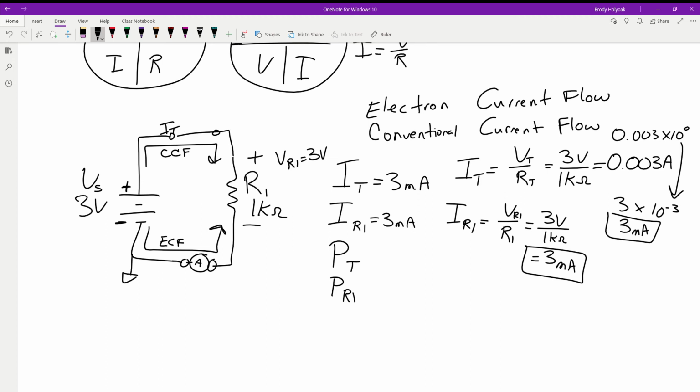You're going to measure 3 milliamps. If you were to replace this resistor with a meter that had the resistance of 1 kilo ohm, you would measure 3 milliamps. In a series circuit, the current is going to be the same. If it's not, you've done something wrong. Okay? That's one of the hard and fast rules. In a series circuit, current has to be the same everywhere.